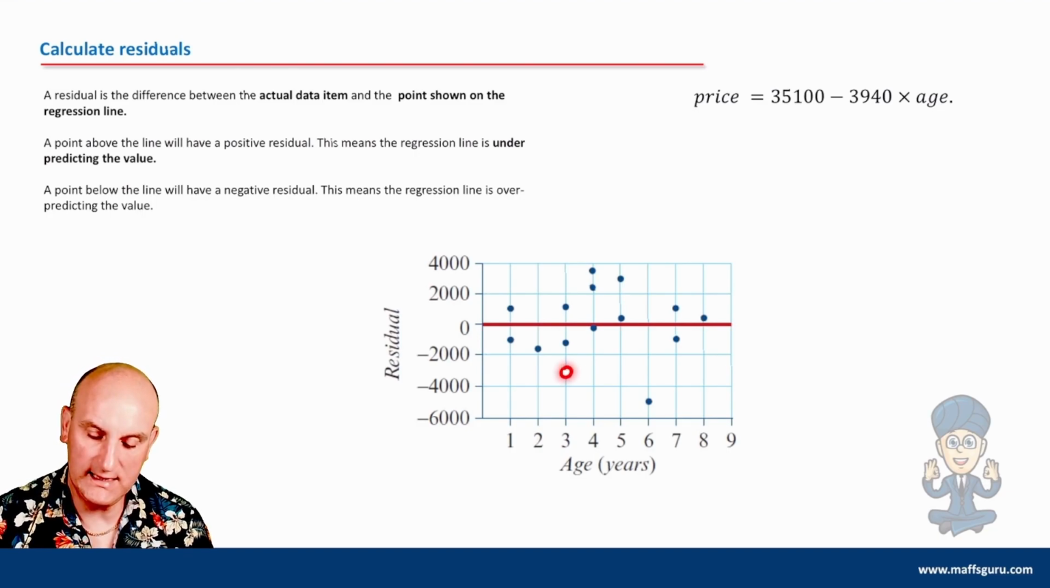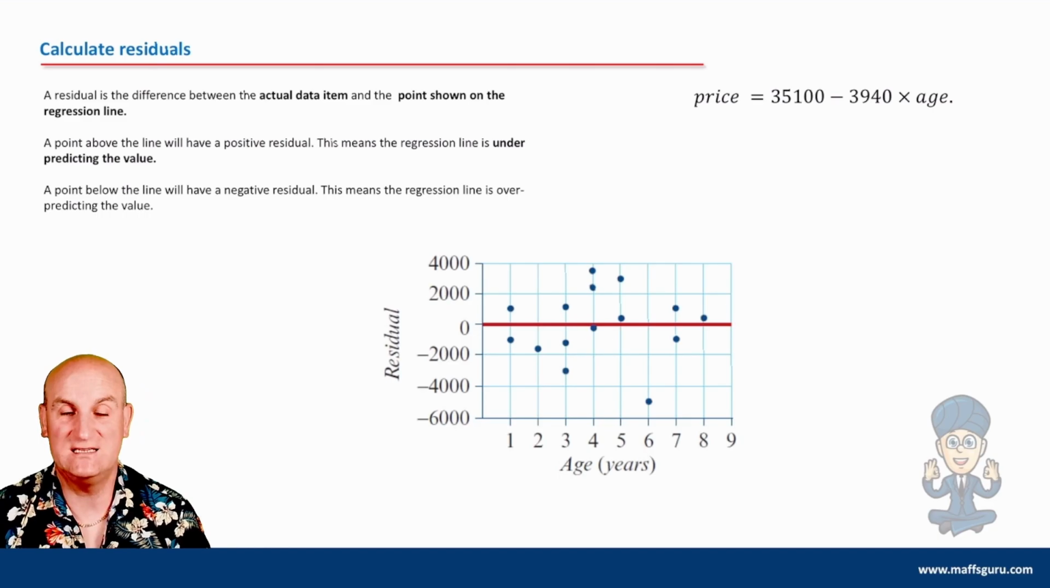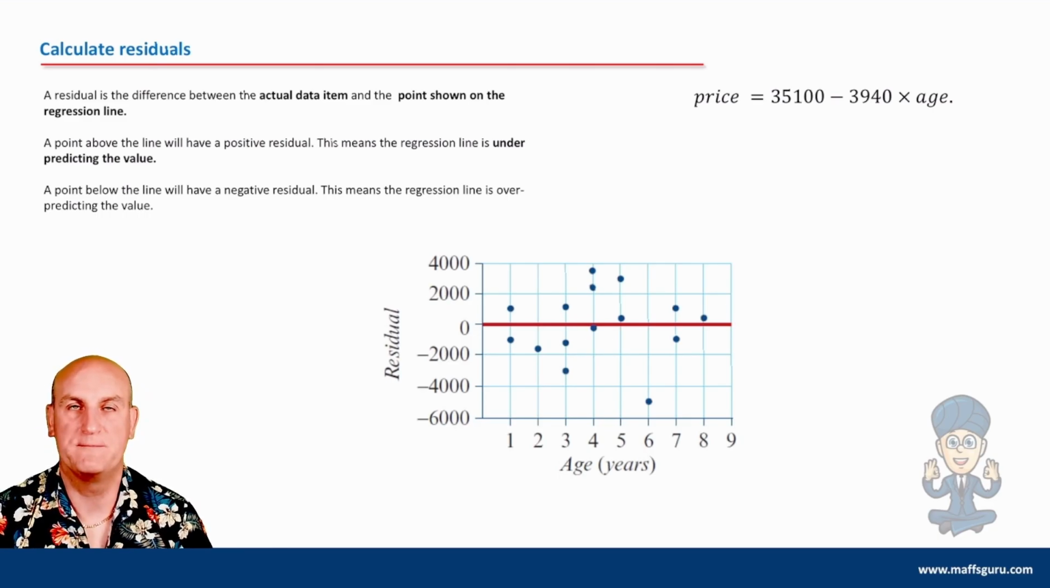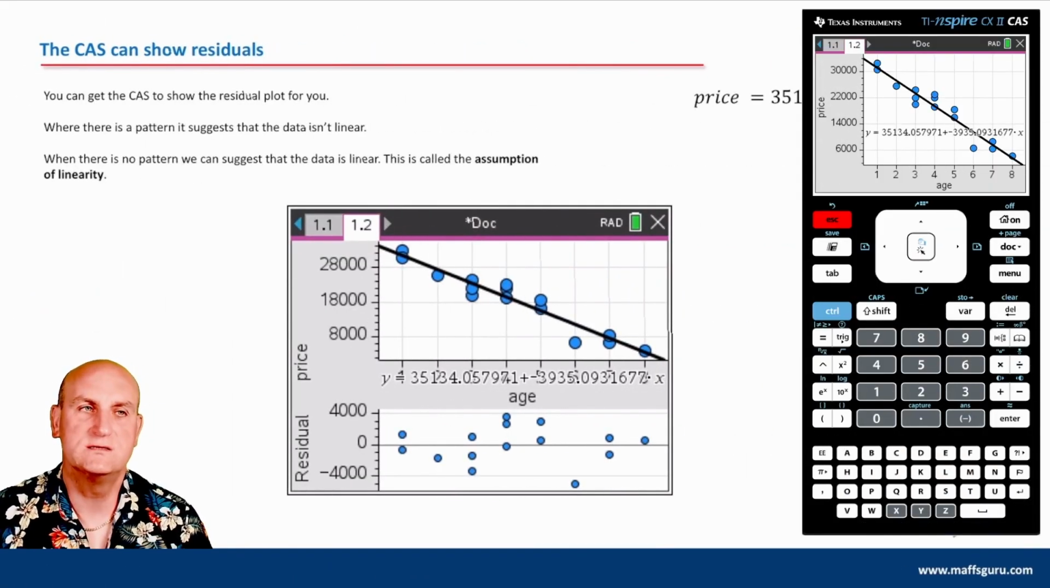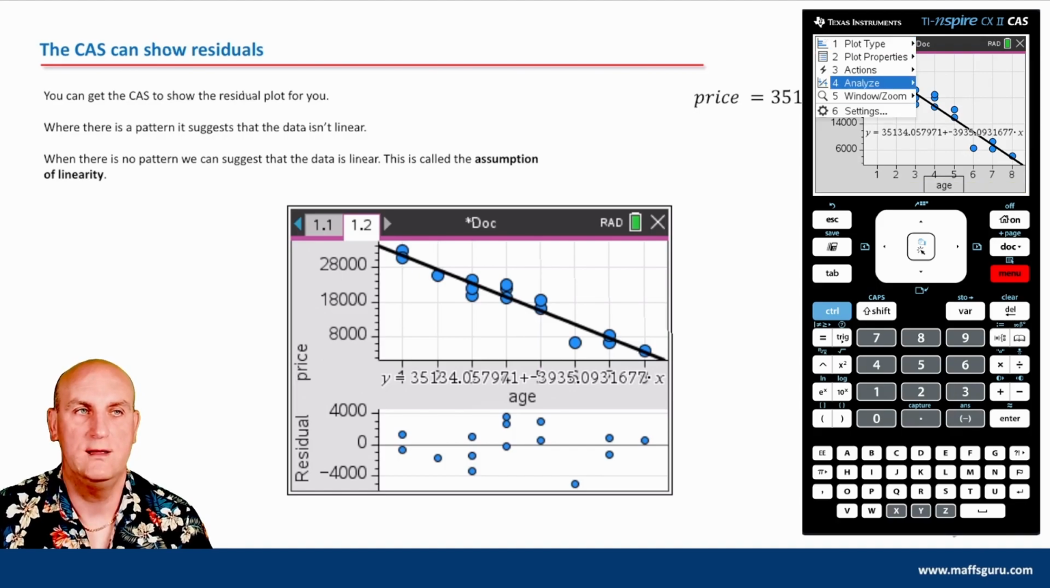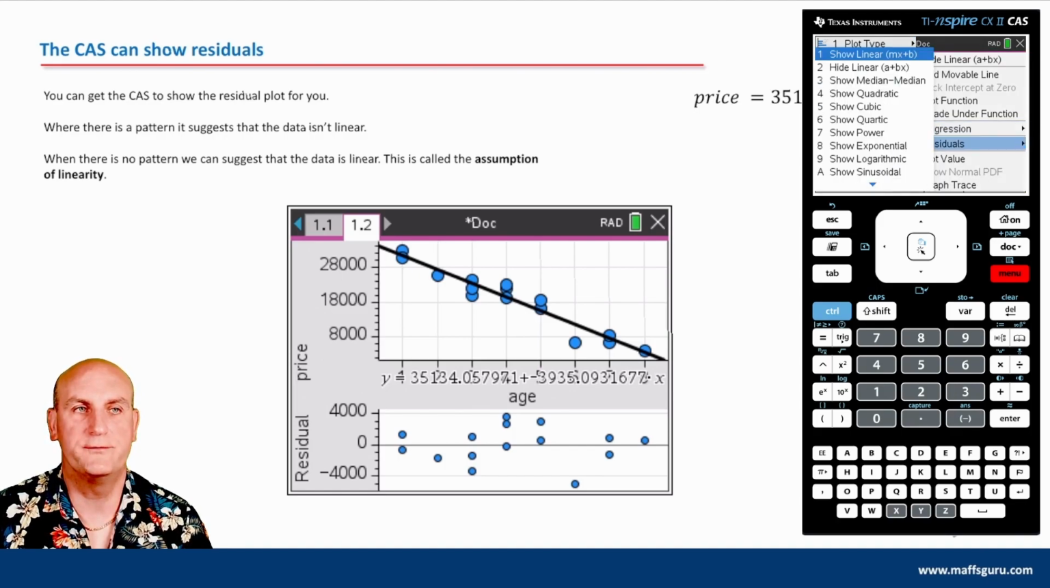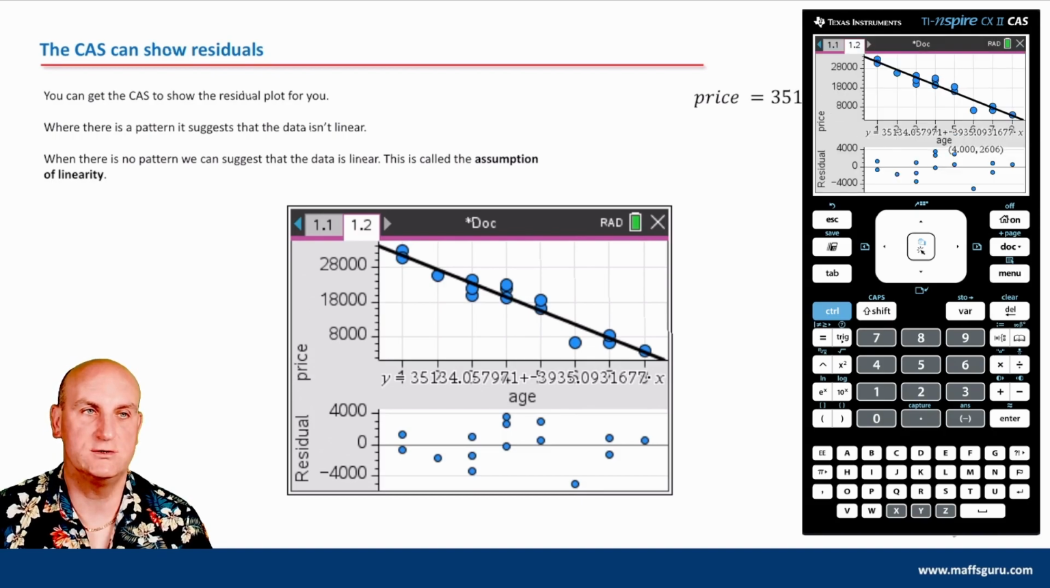Whereas this point here, our prediction would be an overestimate because our prediction would be here, our actual data item was here. There is a massive difference between the two. So understanding underestimates and overestimates is also really important. As I say, the CAS can show residuals. So if I've got my graph here, I go menu, analyze, residuals, and it says show a residual plot. And there we go, that just shows a residual plot.